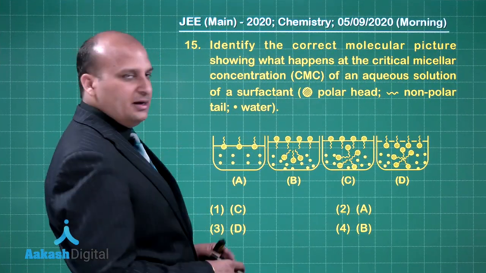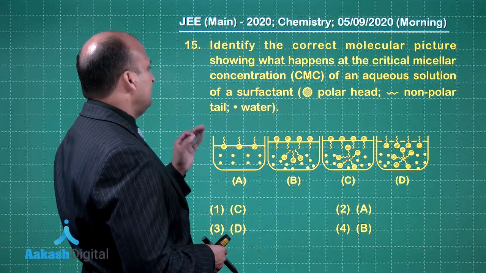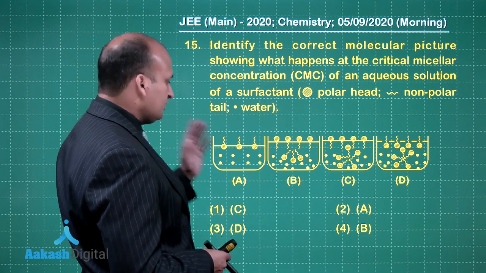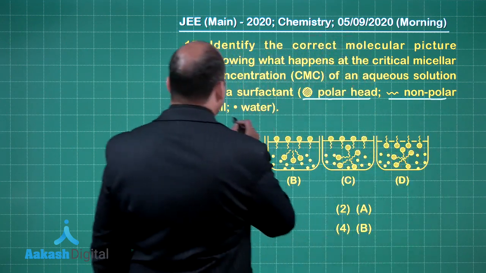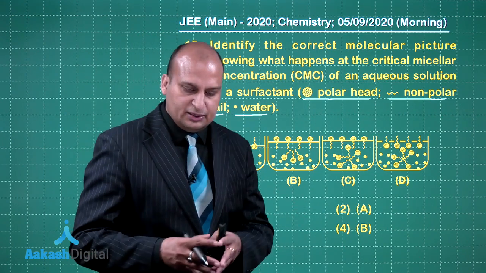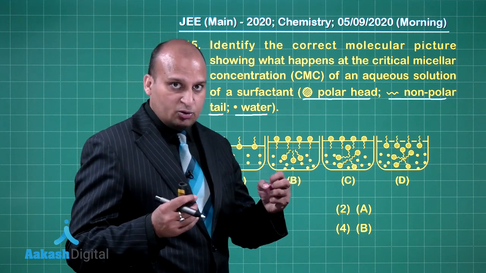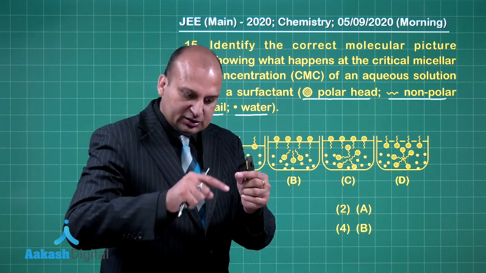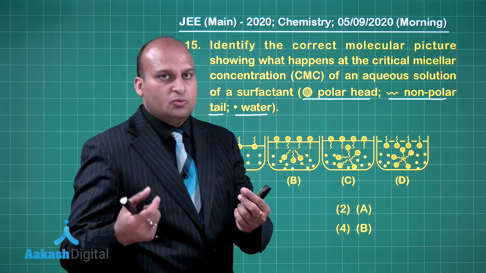Now let's look at question number 15. Identify the correct molecular picture showing what happens at the critical micelle concentration, that is CMC, of an aqueous solution of a surfactant. Now see, this shows the polar head and this shows the non-polar tail, and the dot shows the water molecule. See what happens at CMC, the micellization takes place. Now in the micellization, what is happening is that the non-polar tails are surrounding the particle of dust or dirt, and the polar head is towards the water molecule.